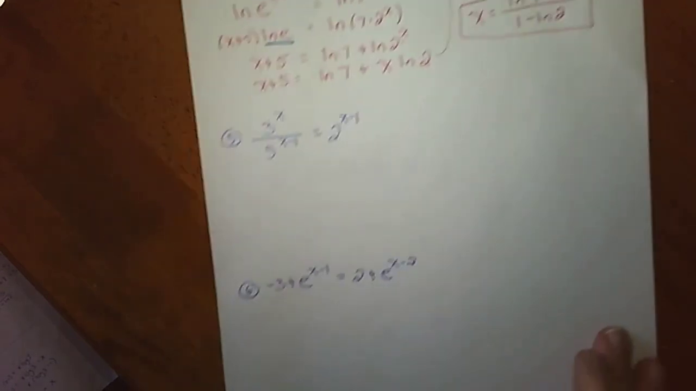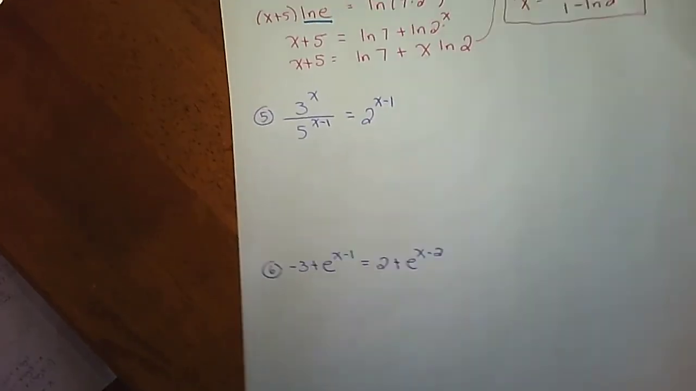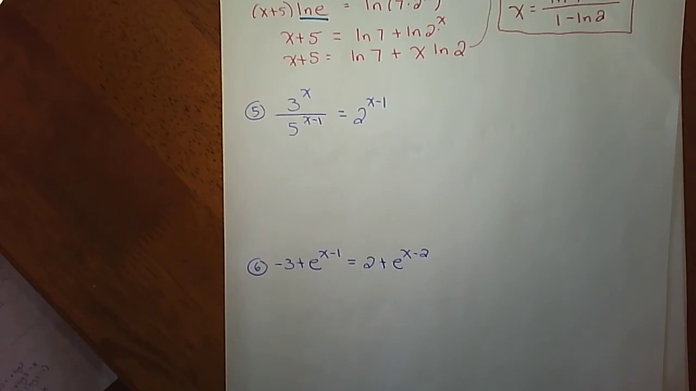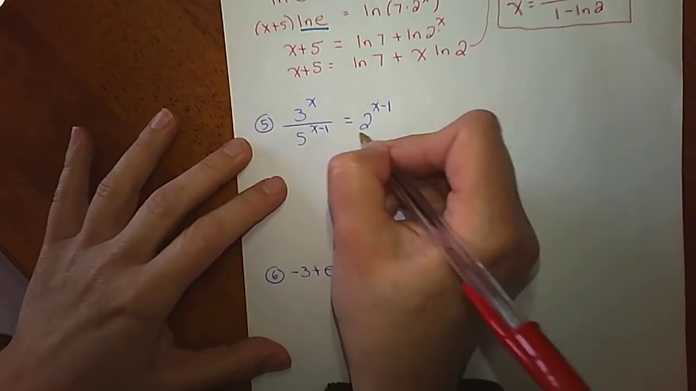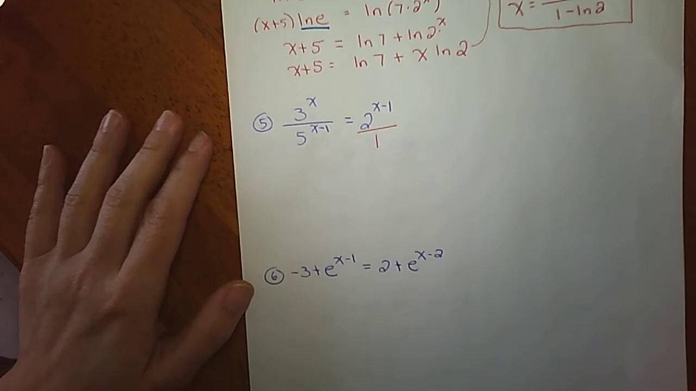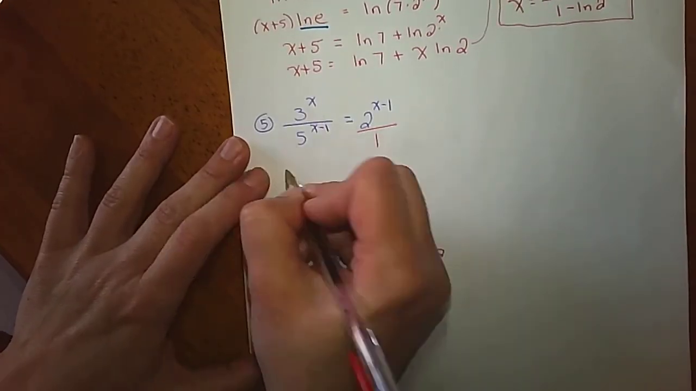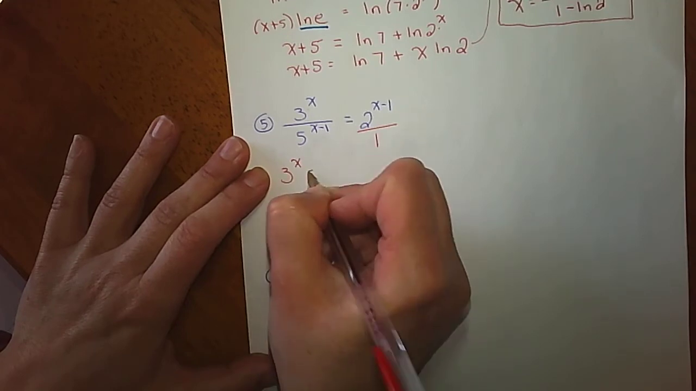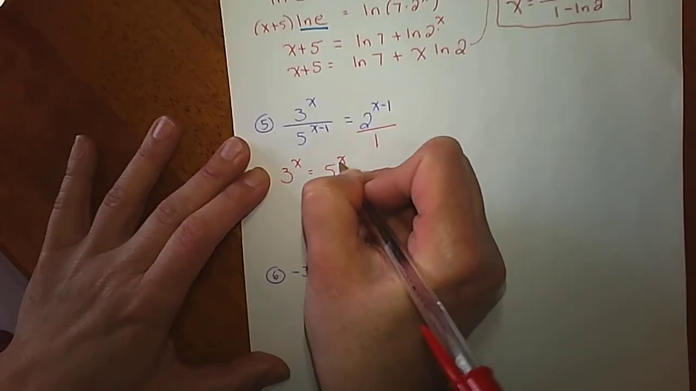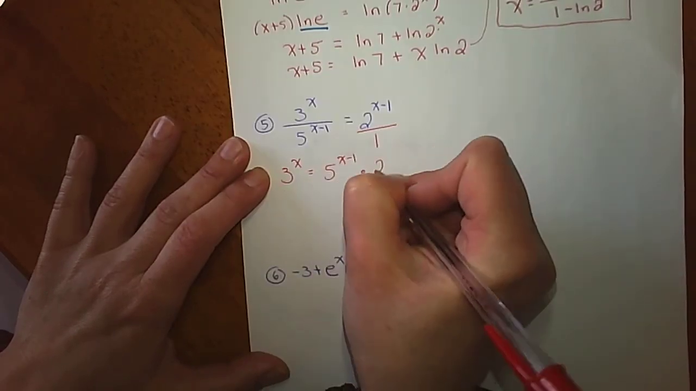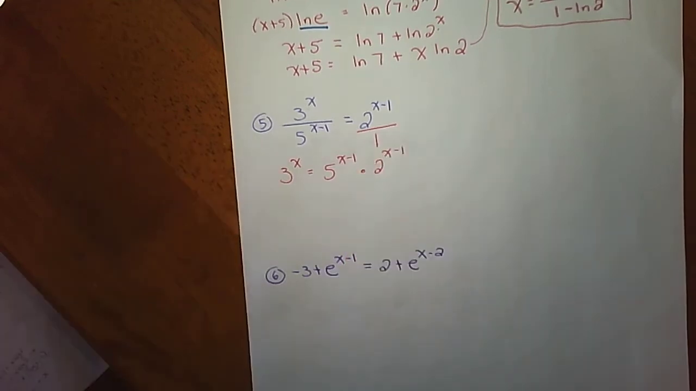All right. Now, let's look at this guy, number 5. What do you guys think we should do? Most of you know me a long time. If I see a fraction, I'm going to set the other one, make it look like a fraction, and cross multiply. So this guy times this guy is 3 to the x equals 5 to the x minus 1 times 2 to the x minus 1.